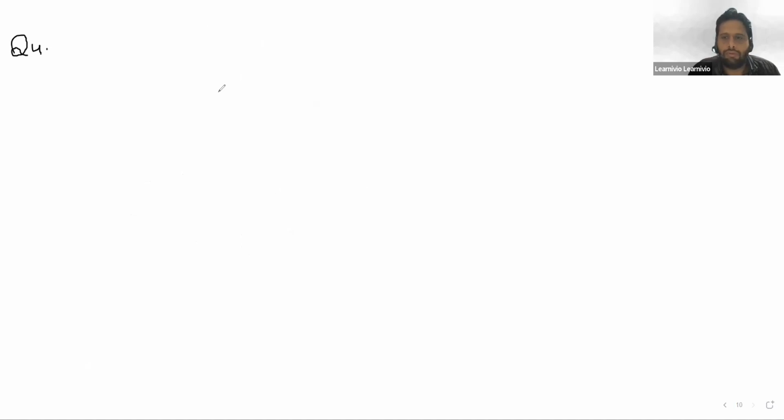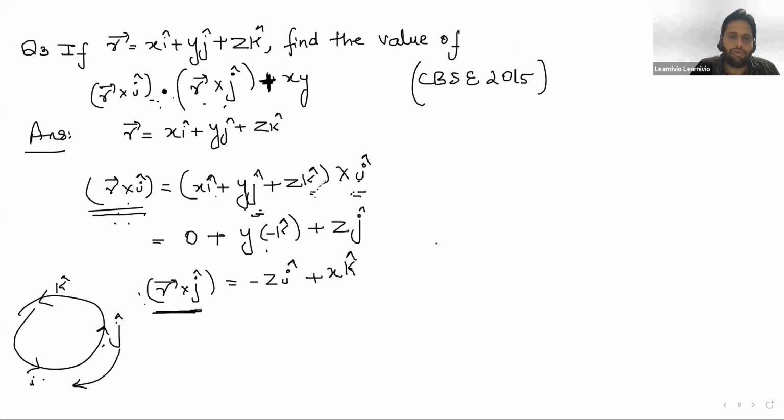Zero is the answer. Very, very good. Who has sent this? Answer is zero. Please check here. So r dot r cross i you get this, r cross j you get this. So this means z j cap minus y k cap dot product minus z i cap plus x k cap. Find the dot product.